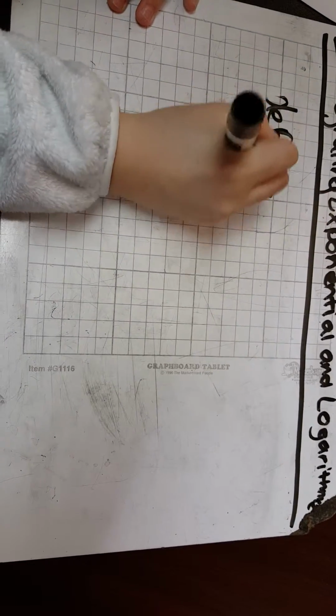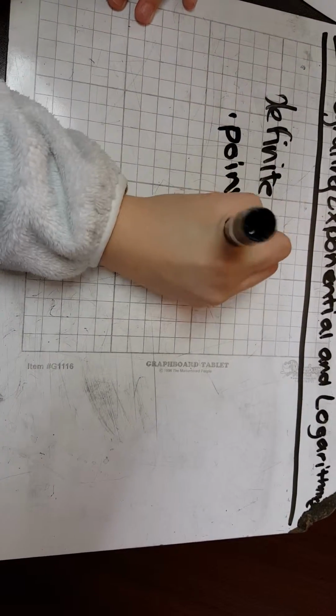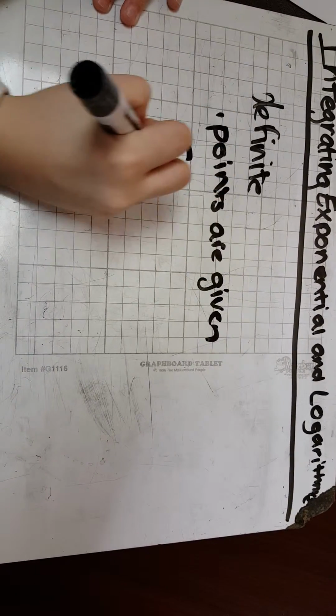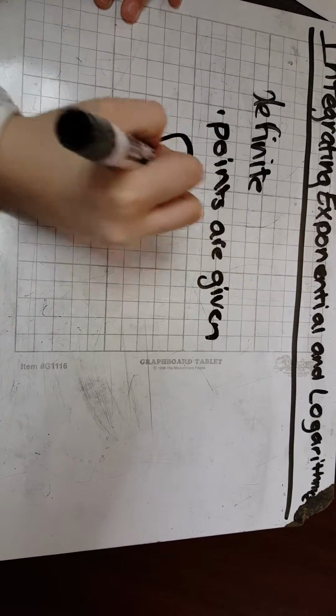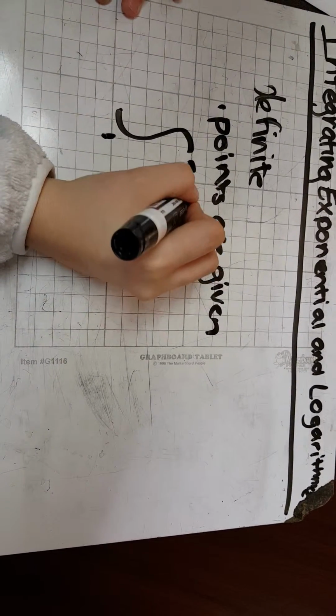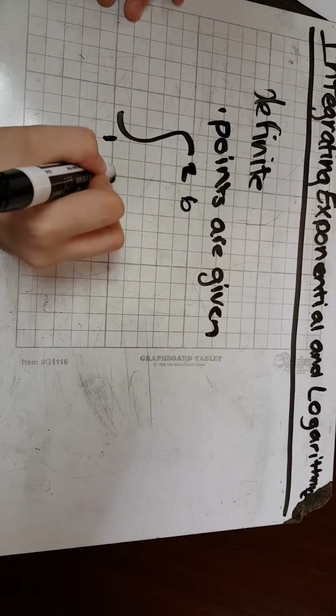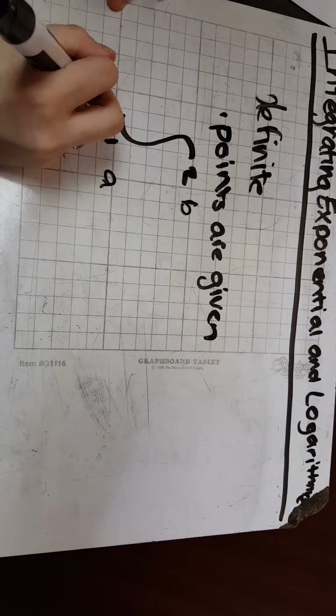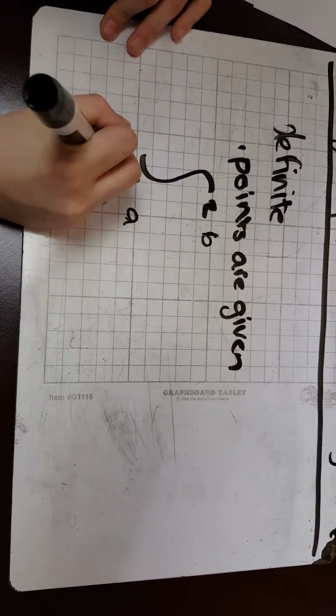So, what is definite? Definite is when you do have points. Points are given. So it looks something like this. So let's say this is 2, this is 1. This would be A, or no, this is B, and this is A. So you know those 2 points. From here, you know the range.